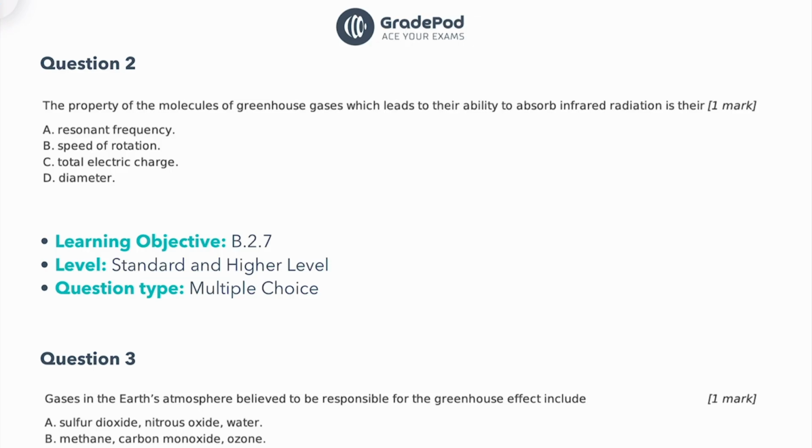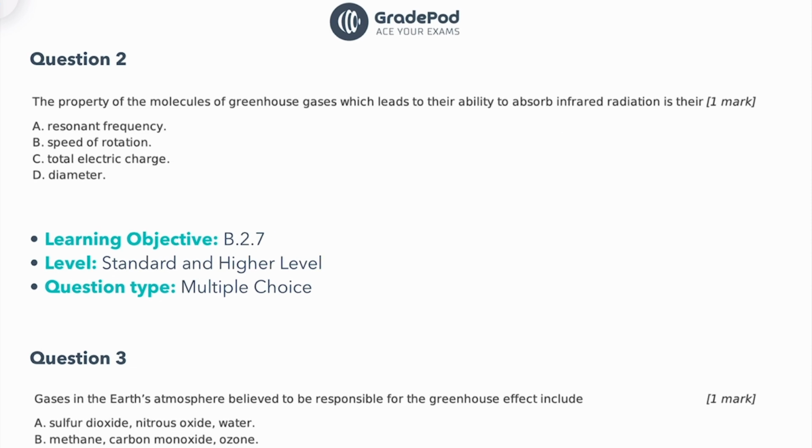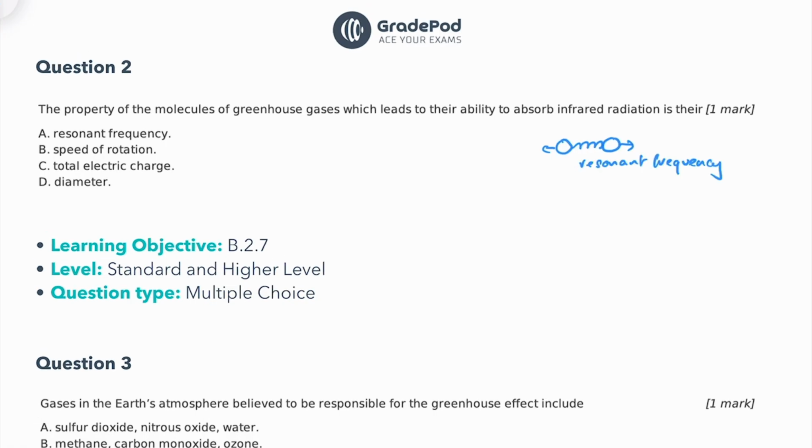Question 2. The property of the molecules of greenhouse gases which leads to their ability to absorb infrared radiation is, and we've got resonant frequency, speed of rotation, total electric charge and diameter. What actually happens is we have these molecules like methane or nitrous oxide or water, and they oscillate as though they're attached by a spring. And the resonant frequency of these molecules is very close to the frequency of infrared radiation. And it's that property that makes them a greenhouse gas and allows them to absorb and then rescatter. So the answer is A.